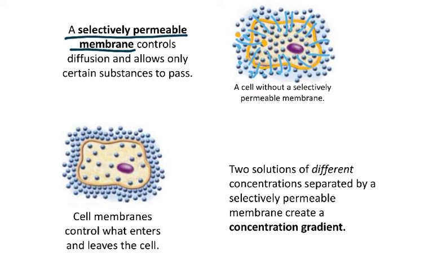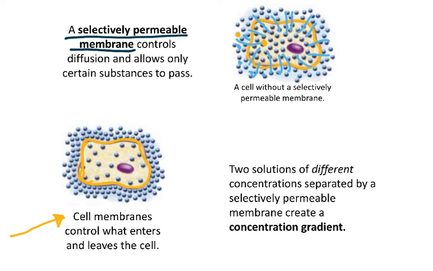Okay, but that's not the case for a cell, as you probably know from biology and otherwise. We have what's called a concentration gradient, that there's a difference in some of the concentrations. So down here in the bottom left is an example of a cell membrane controlling what enters and leaves the cell. So it's selectively permeable. So some things can get through and some can't, and it controls diffusion.